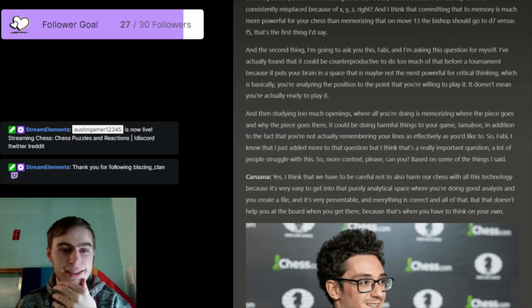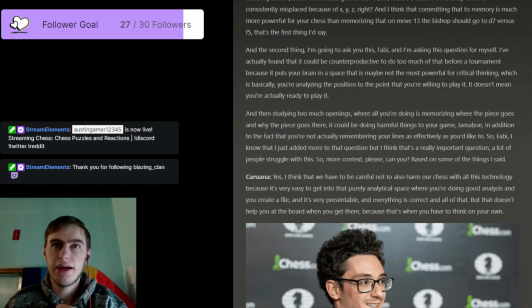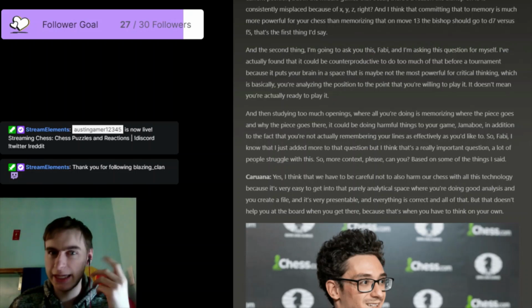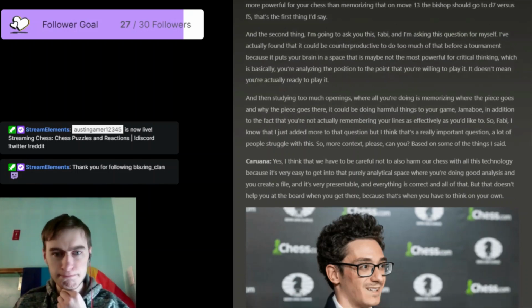Yes, I've actually done this before, where I just analyzed the position to the point where I'm willing to play it. Even in games recently, as recent as online games yesterday or the day before that, I analyzed a few lines and I'm like, okay, if, for example, three moves happen, then I'm either holding or I'm winning. So sometimes it is a lot better to be in this space where you can actually calculate it to the end and calculate a few different variations as well.